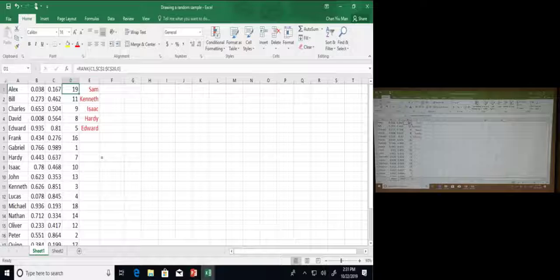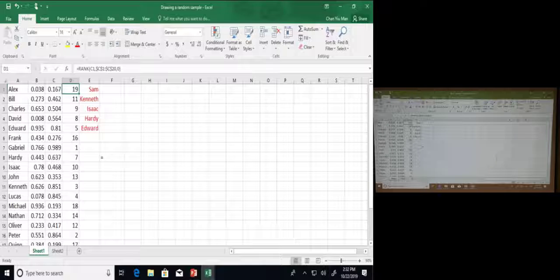So here, I try to rank these numbers according to descending order. That means 1 means the largest, 2 means the second largest, and this number, among all the C1 to C20 cells, is the 19th largest. That means it's the second smallest value. So these are the ranks of the random numbers that I associate to the first subject, Alex.